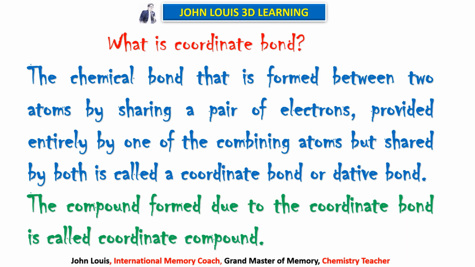So what is a coordinate compound? The compound formed due to the coordinate bond is called a coordinate compound. If just one bond is a coordinate bond, then the entire compound is known as a coordinate compound.